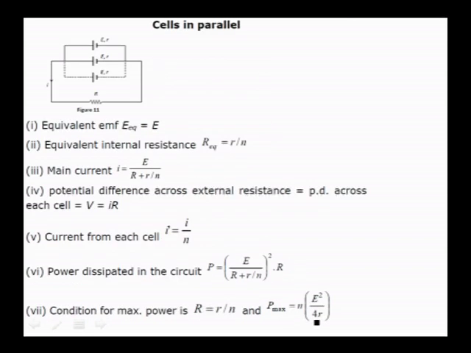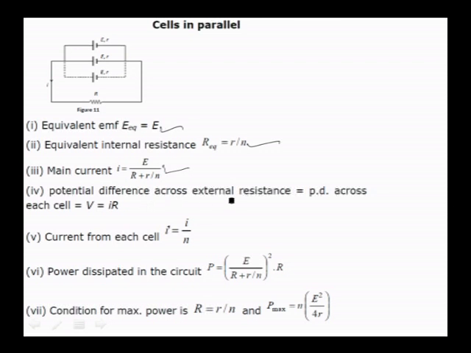Similarly, for a parallel combination, when cells are connected in parallel, the effective EMF is E, only in the case of identical cells. The equivalent internal resistance is r by n for the parallel combination. Then the current in the circuit is equal to this much.